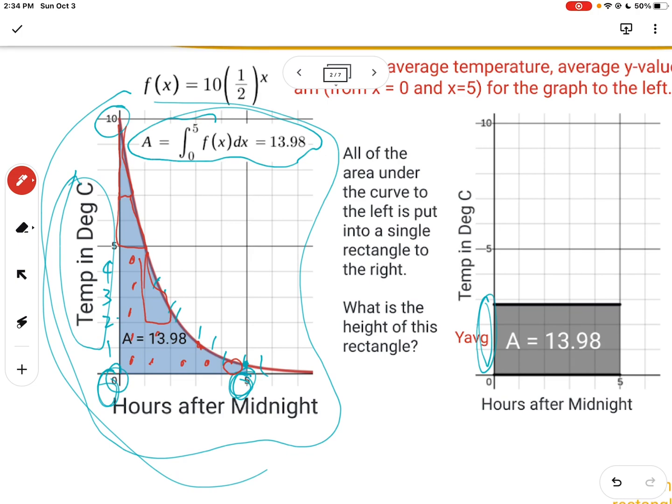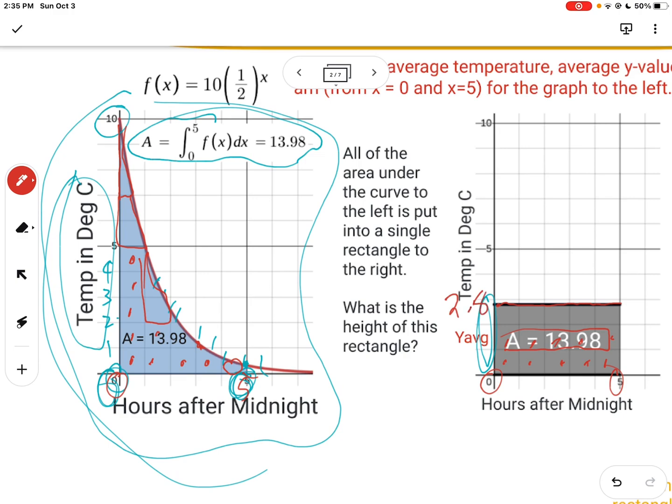If I go over to here, I know that the width has to be 0 to 5 because I did the area from 0 to 5 here. So I want to get the average y value between 0 and 5. That means I have to fit in an area of 13.98 above the x-axis between 0 and 5. 1, 2, 3, 4, 5, 6, 7, 8, 9, 10. And then I need another 4 above that in a width of 5. So that's about 2.8, right?